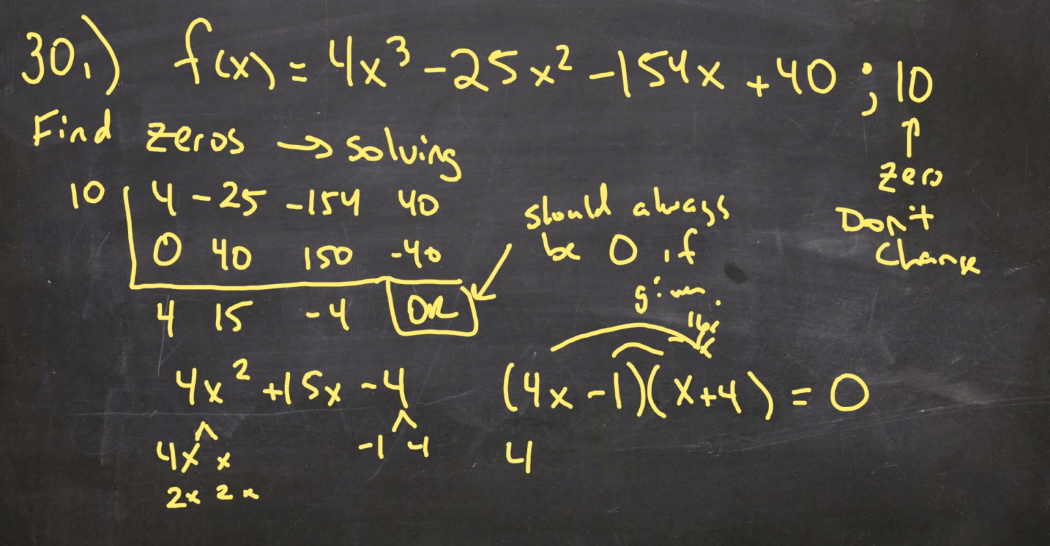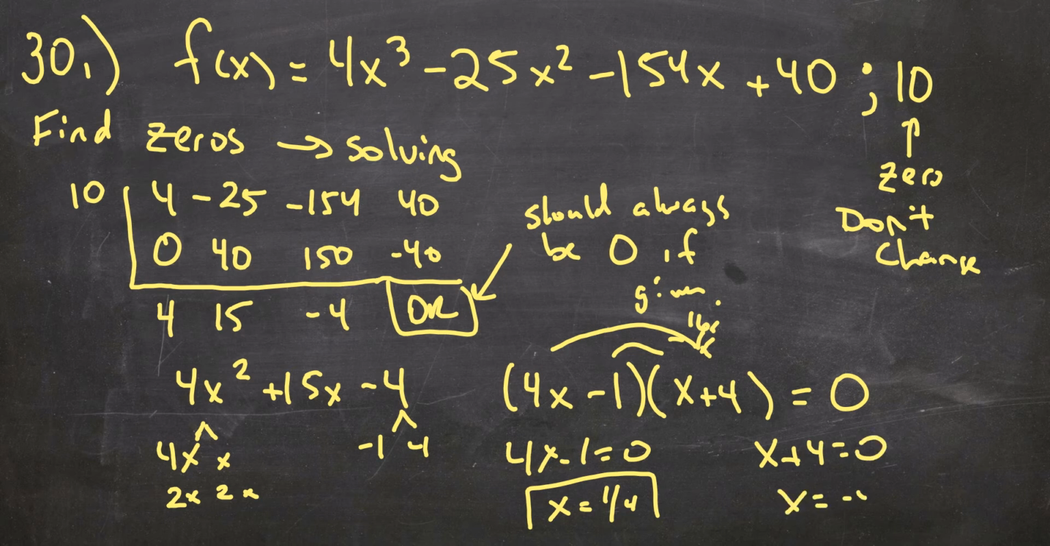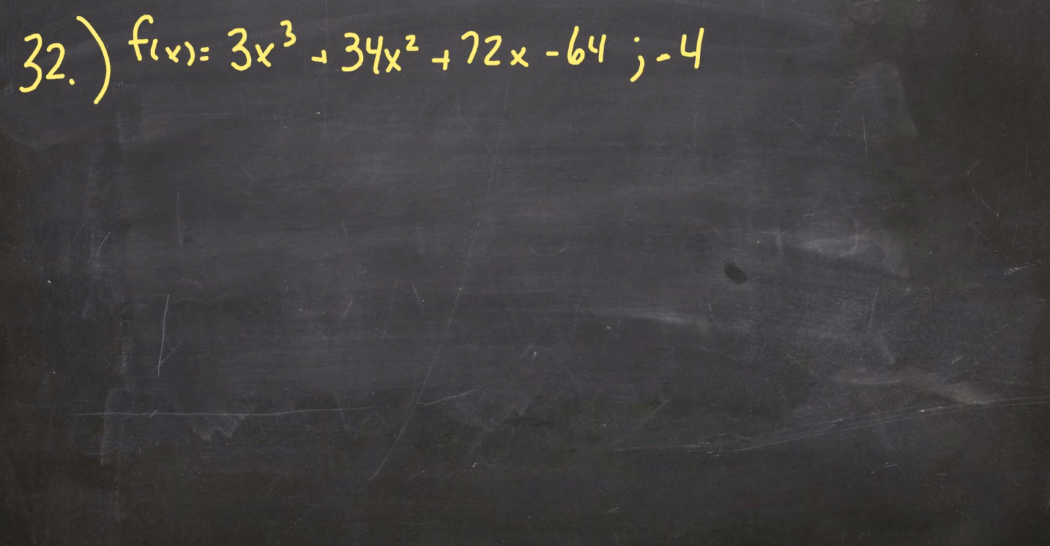So now I say 4x minus 1 equals 0. I add 1, divide by 4. x equals 1/4. I say x plus 4 equals 0. x equals negative 4. There's my answers, and there's my third zero if I needed that. So 3 zeros: 1 answer, 2 answers, 3 answers for this problem.